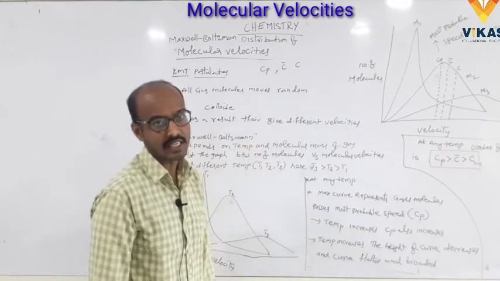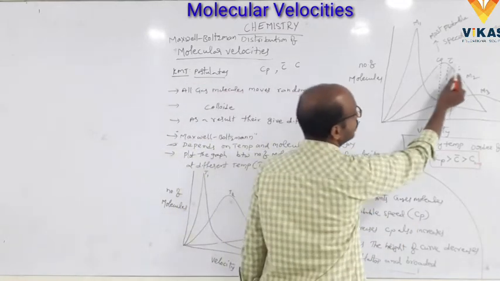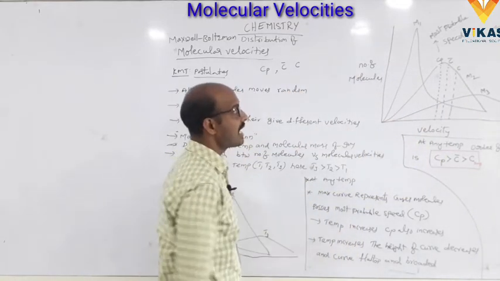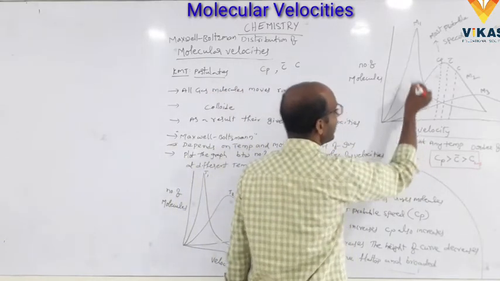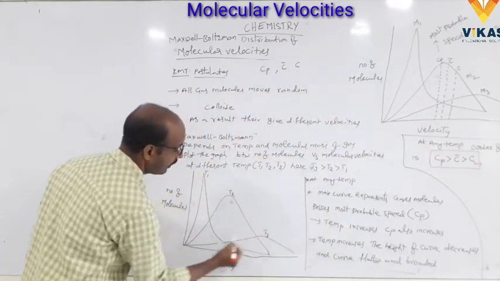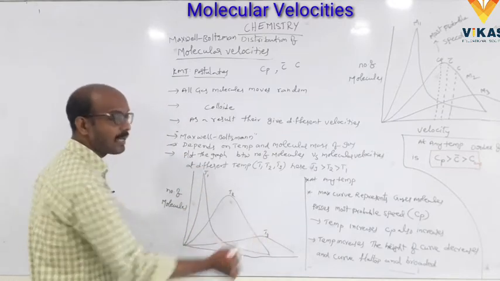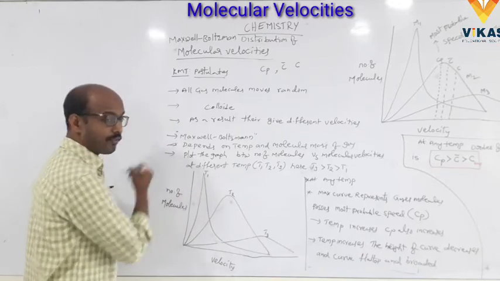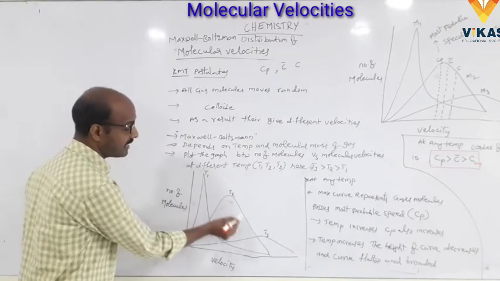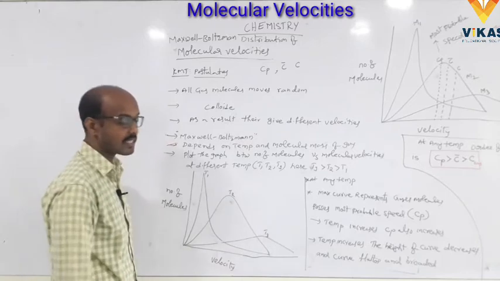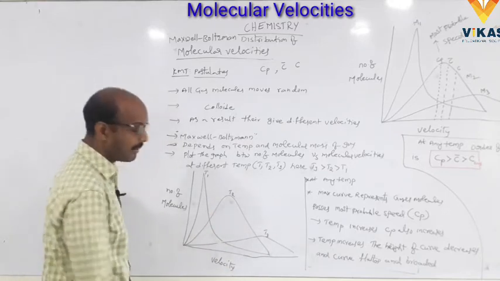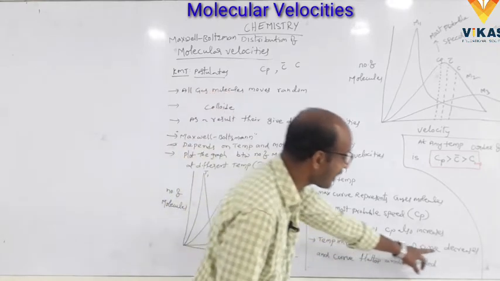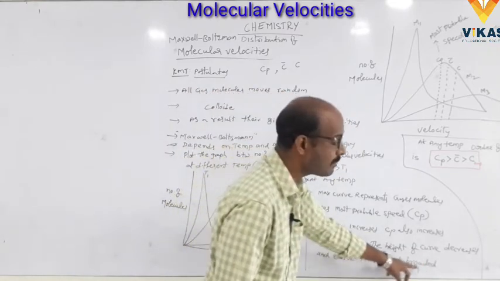As the temperature increases, most probable speed also increases. As the temperature increases, the height of the curve decreases. Here T3 is a higher temperature compared with T1 and T2. As the temperature increases, the height of the curve decreases, the curve flattened and becomes broadened. So temperature increases, the height of the curve decreases, and the curve flattens and becomes broader.